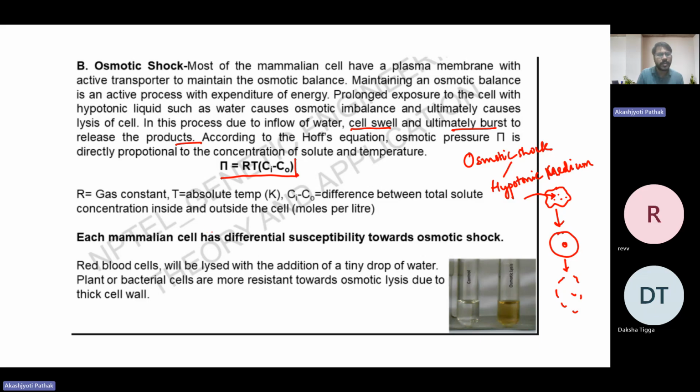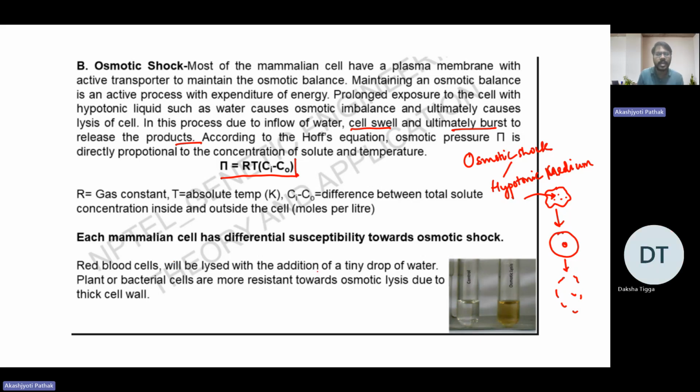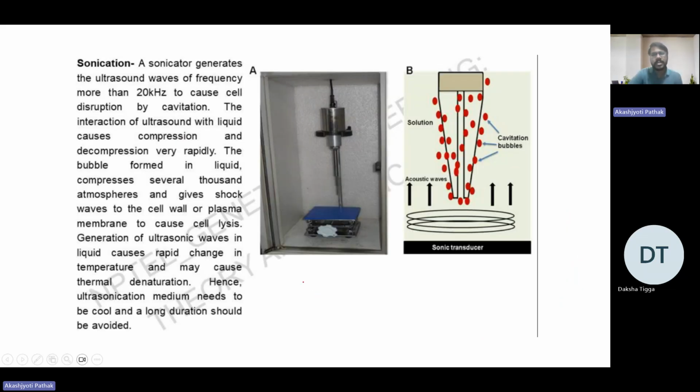That is the osmotic pressure, and each mammalian cell has different susceptibility towards osmotic shock. Red blood cells are very prone to lysis, and even a tiny drop of water will lyse the cell, while plant and bacteria cells are more resistant towards osmotic lysis because they have a thick cell wall. Okay, so these points are clear.